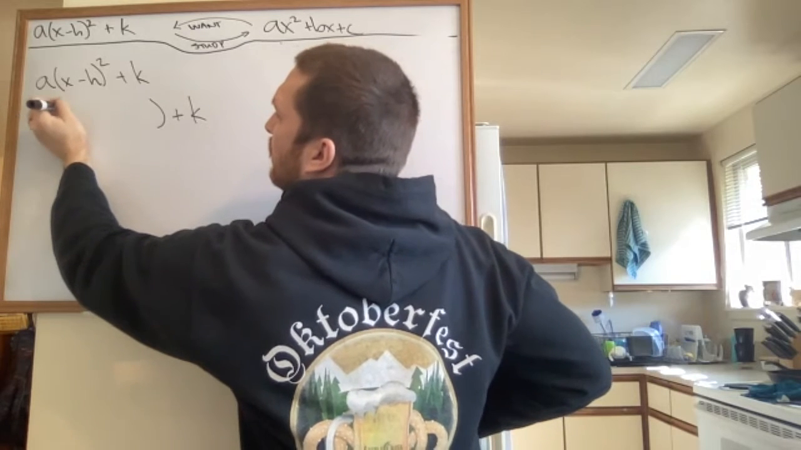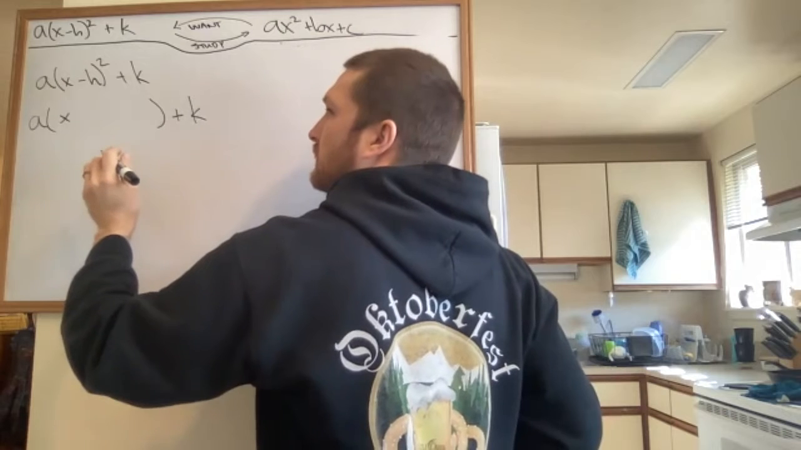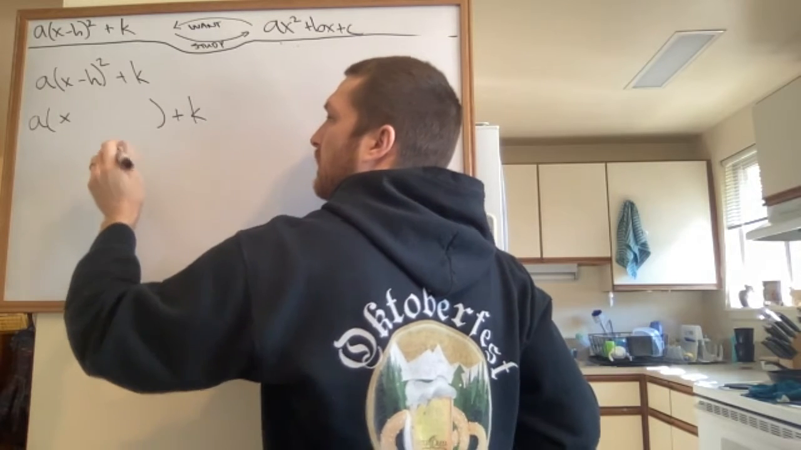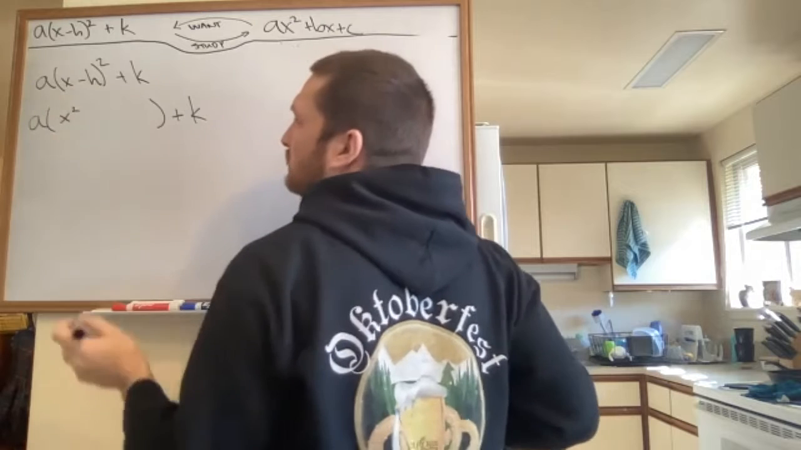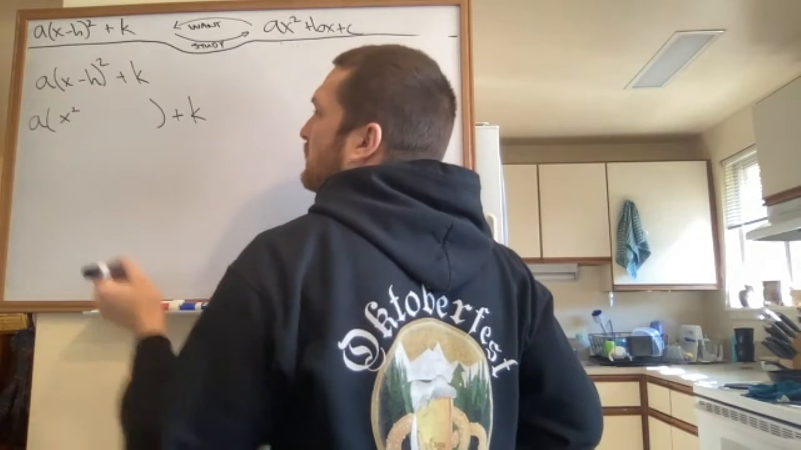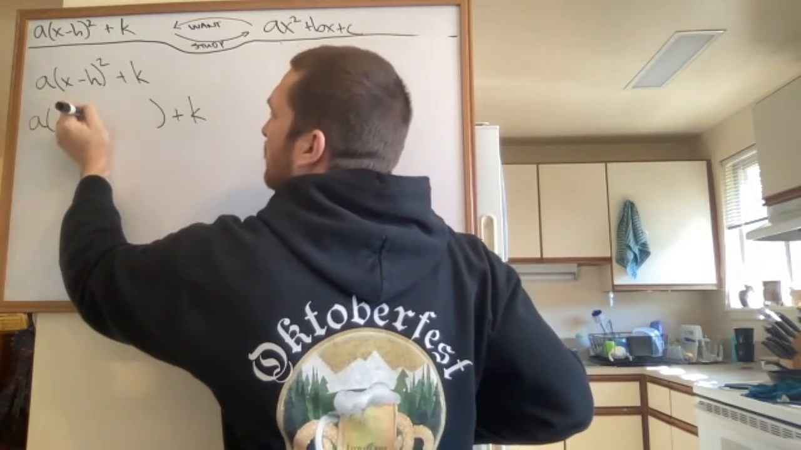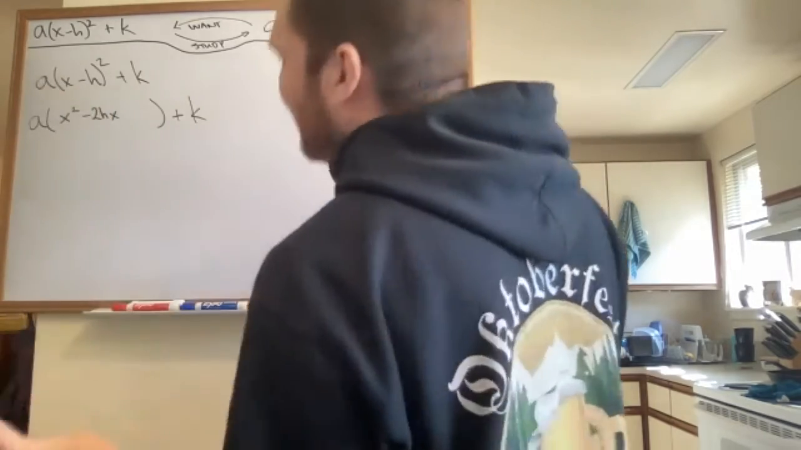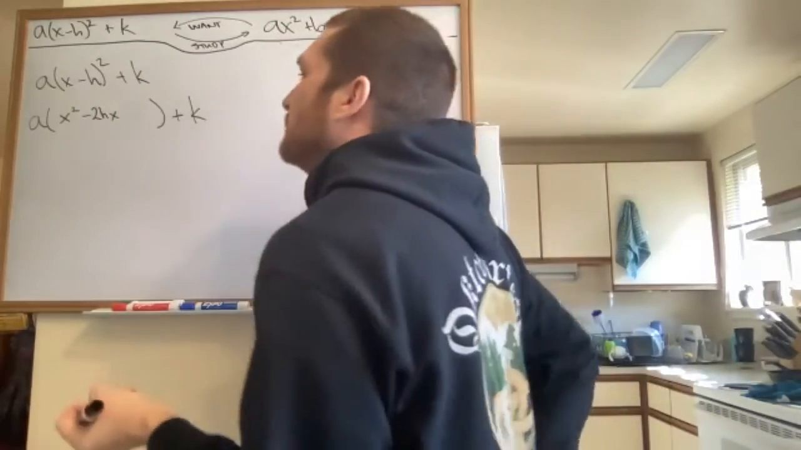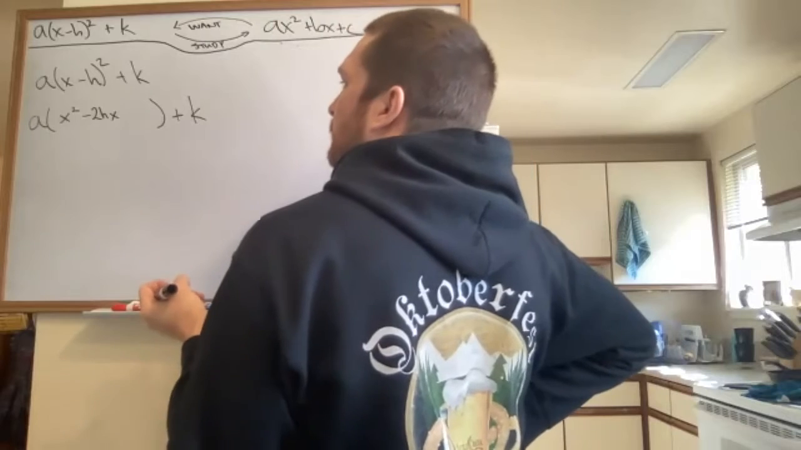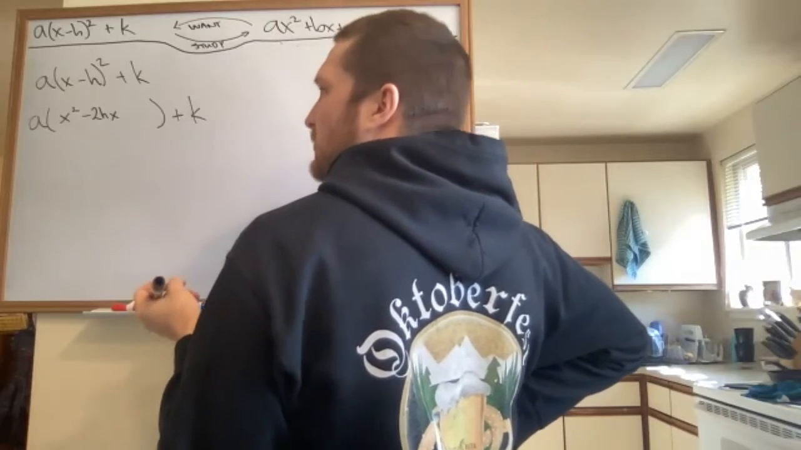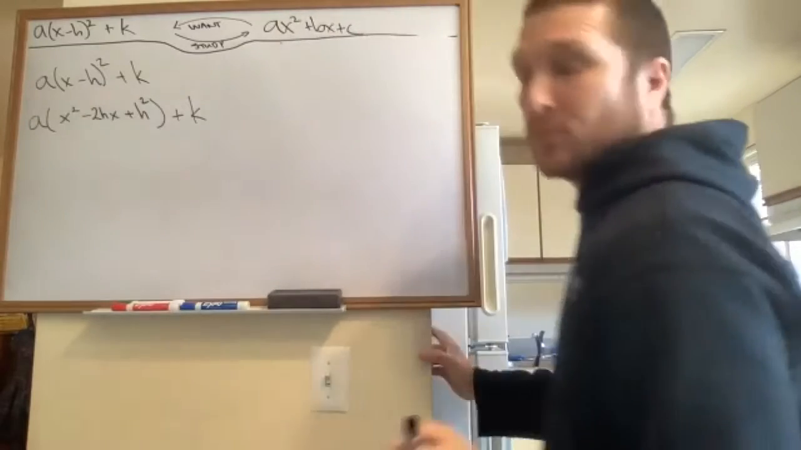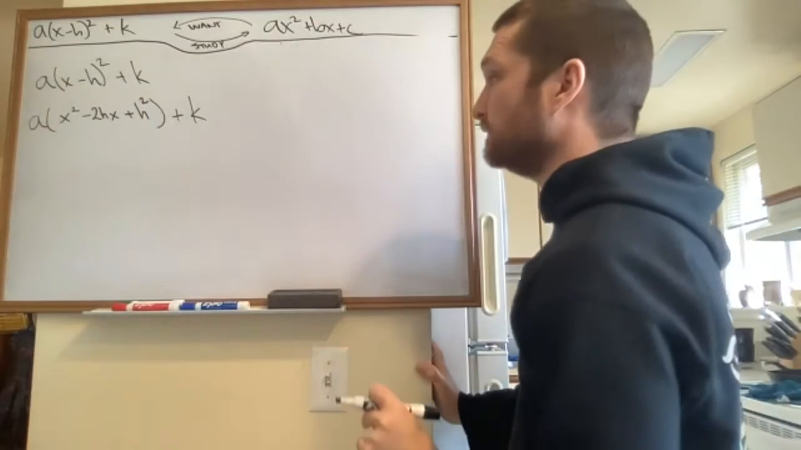x squared minus 2xh, or hx, I guess. It doesn't matter, but usually you put the x on the far right. Minus h squared, or plus h squared. It's always going to be a plus. That's going to be really important, actually.